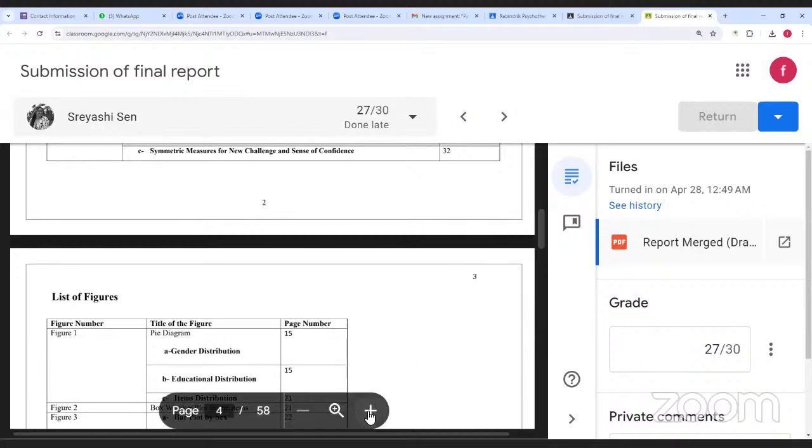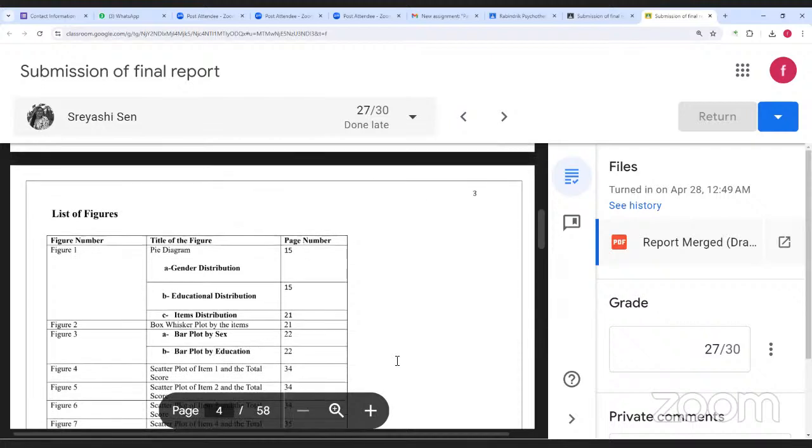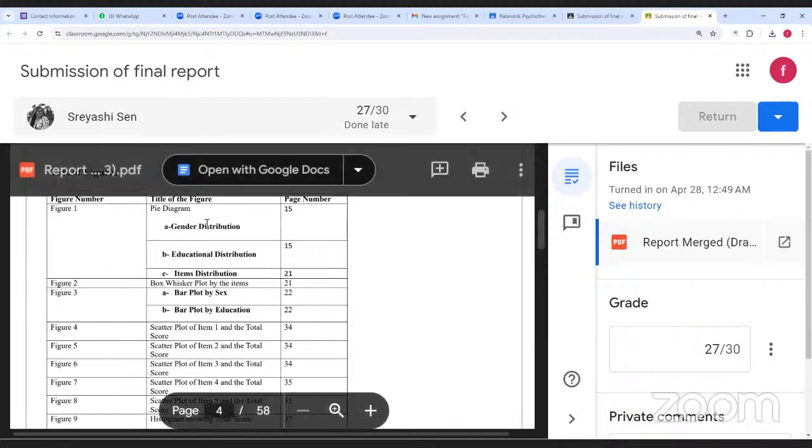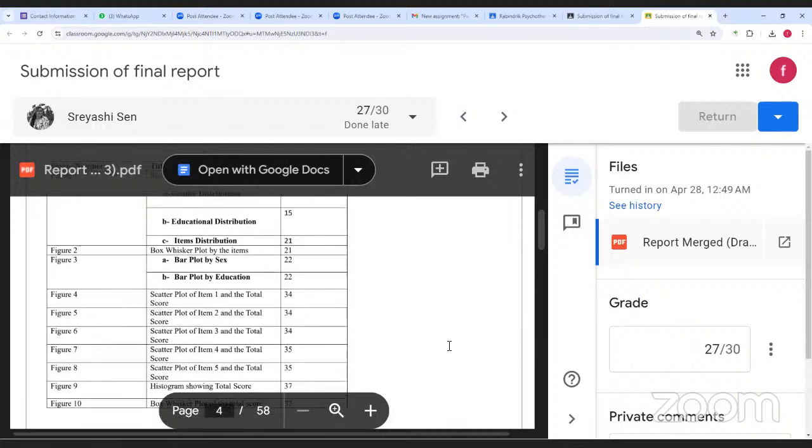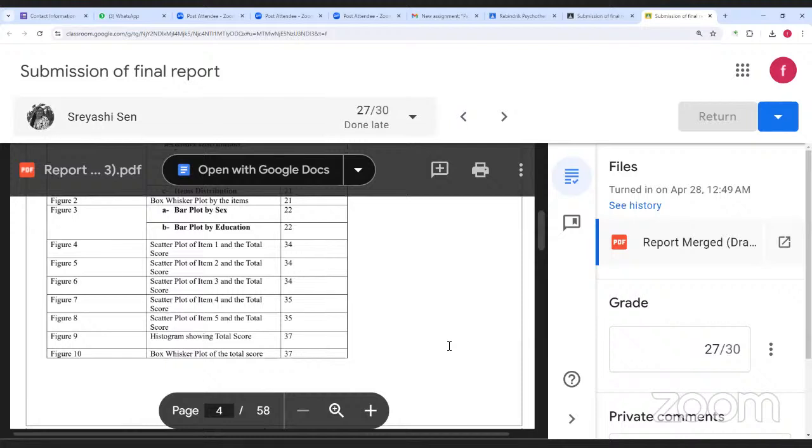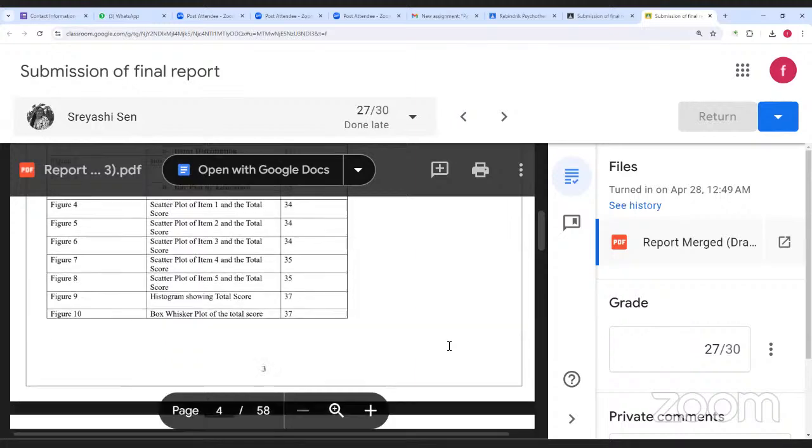Okay. So this is the figure number. Figure 1, figure 2, figure 3, figure 4. So this is the bar plot, scatter plot. She has done all sorts of analysis. You have to do the same thing. I think she has got the highest mark, no? Yes, sir, she got the highest. Okay, okay. She was very systematic.